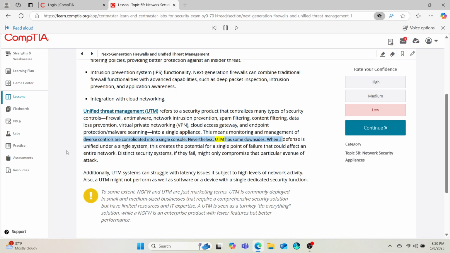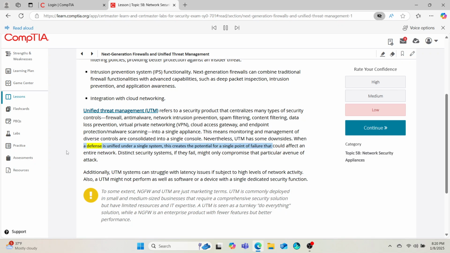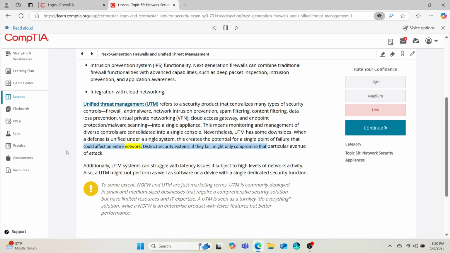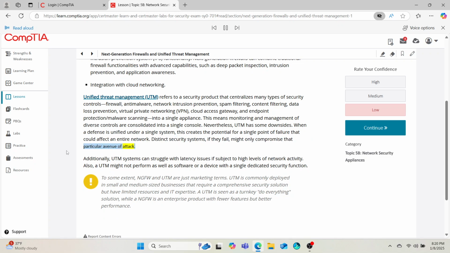Nevertheless, UTM has some downsides. When a defense is unified under a single system, this creates the potential for a single point of failure that could affect an entire network. Distinct security systems, if they fail, might only compromise that particular avenue of attack.